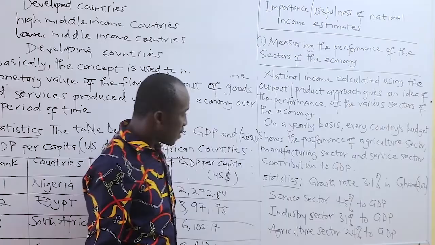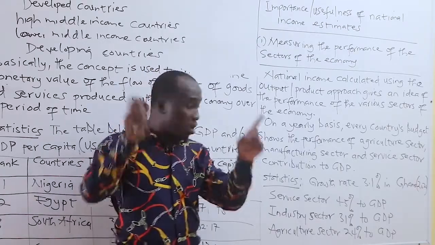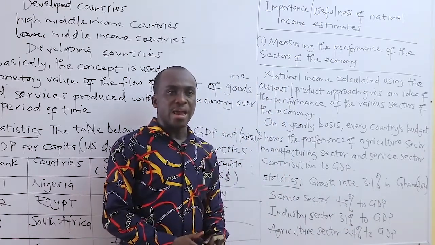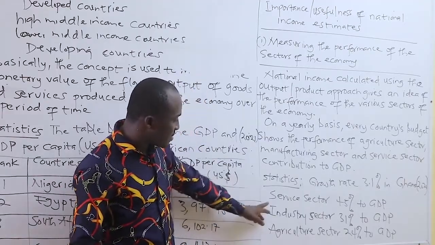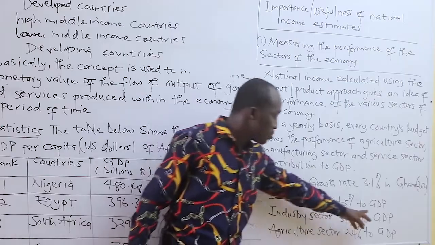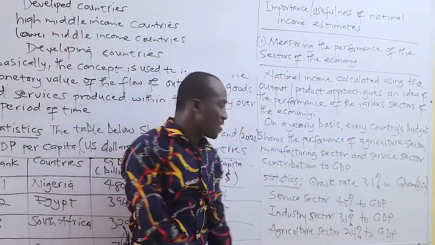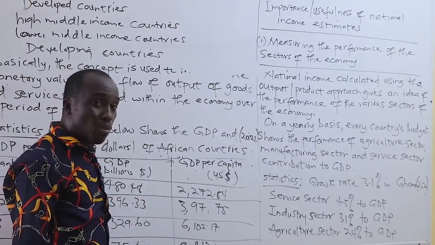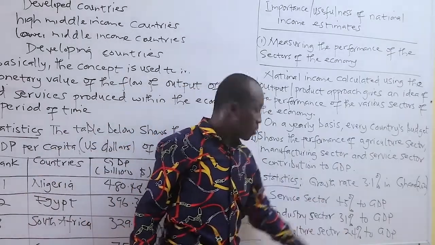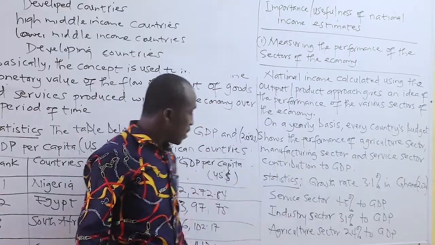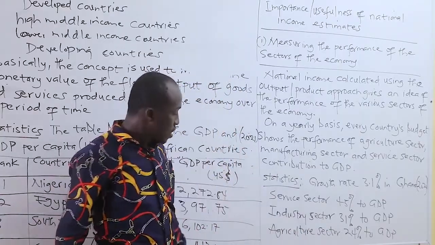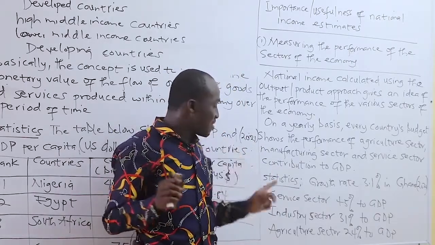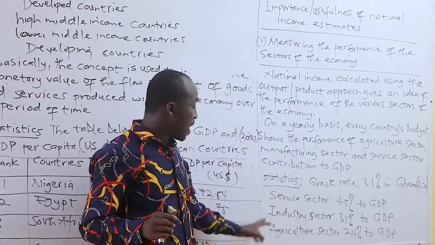Let's look at 2001. The economic growth rate in Ghana was 3.1%. The economy increased by only 3.1%. If you take the GDP we had in 2001, that's almost about 350 billion cedis. Of that money we got, the services sector contributed 45%, the industrial sector contributed 31%, and the agri sector contributed 24%. So it shows you that in 2001, in Ghana's economy, the service sector contributed more to GDP than the industrial and agri sectors.